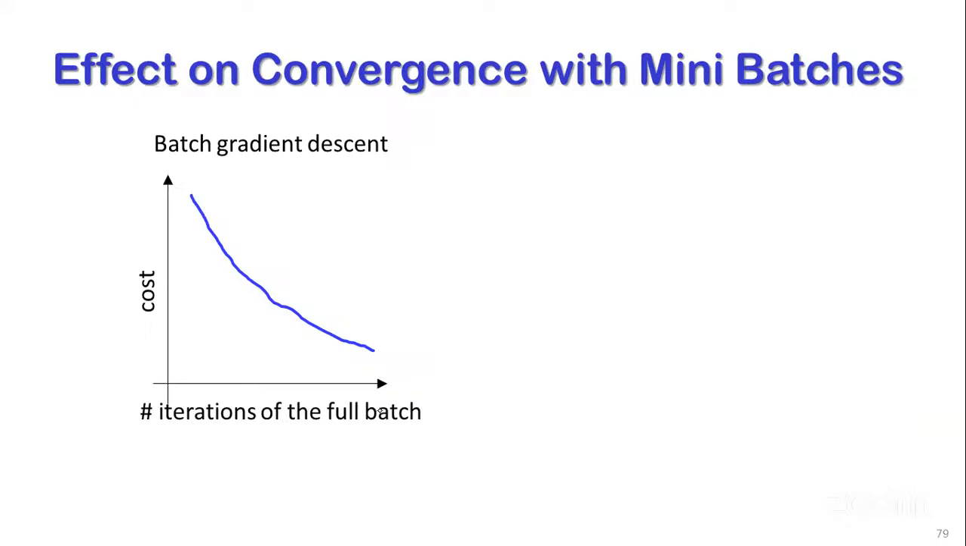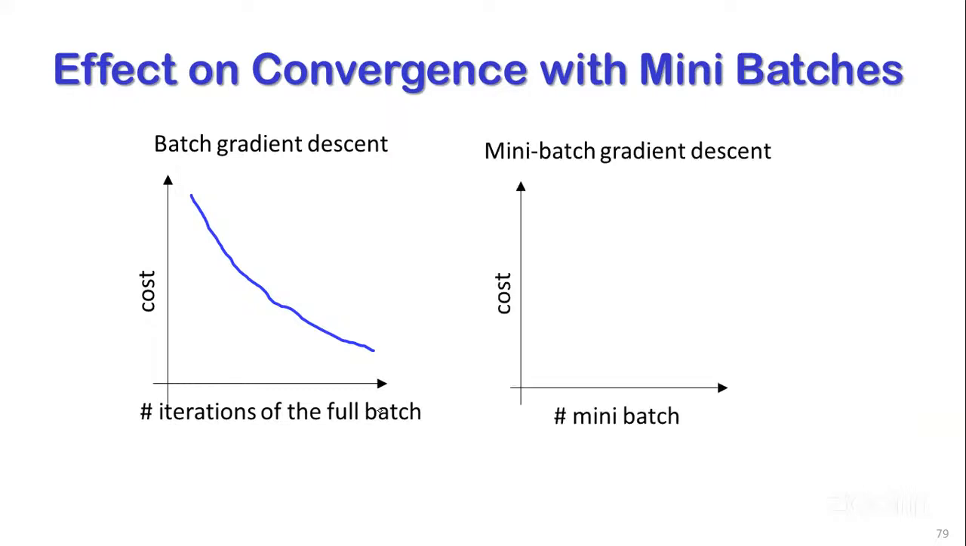Now see what the effect on convergence is with the mini batches, because now you are working with the mini batch. Let us say this was my gradient descent when I am using the entire batch, all 3 million samples, right? Then this is how my cost function is decreasing when I am doing iterations with the full batch. Now, if I am going to do mini batch gradient descent, then what is my cost?